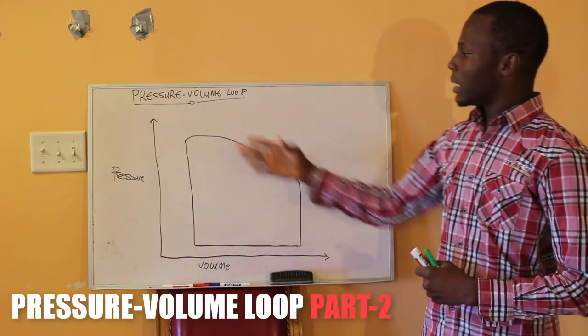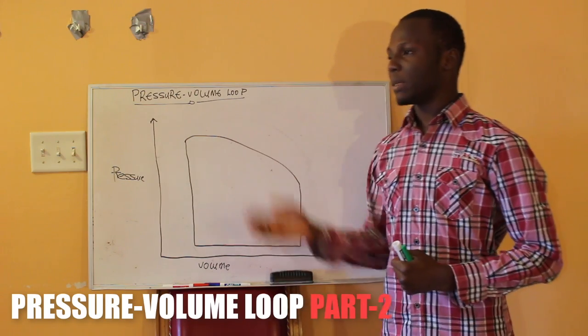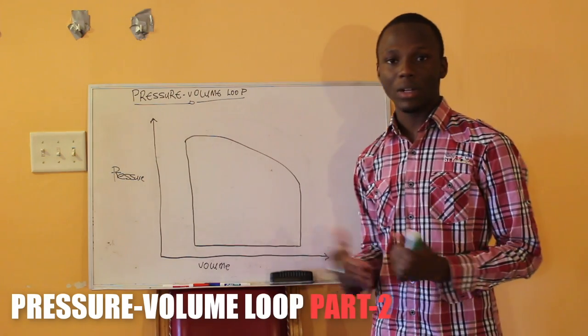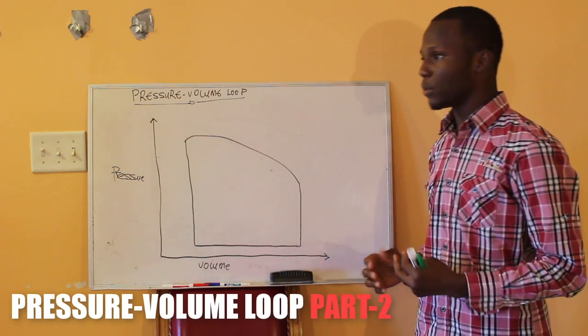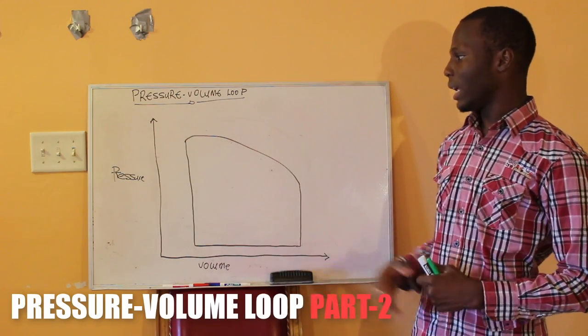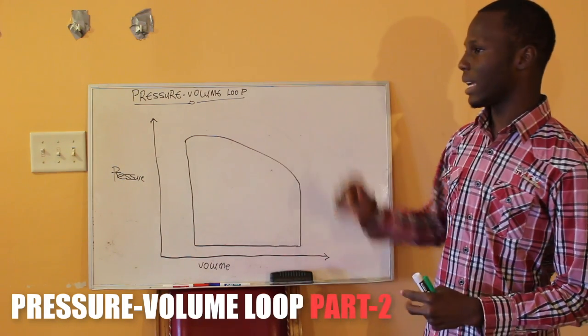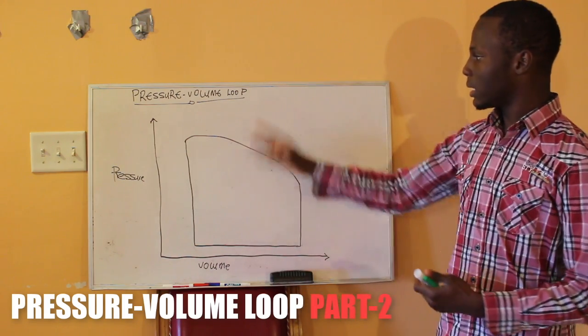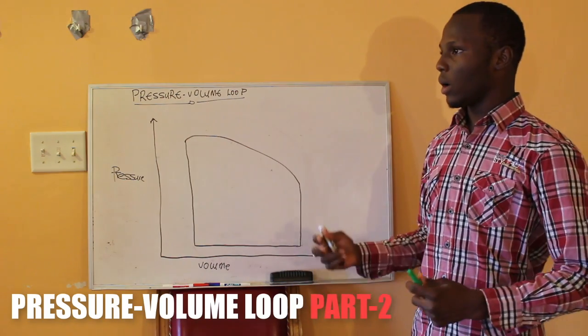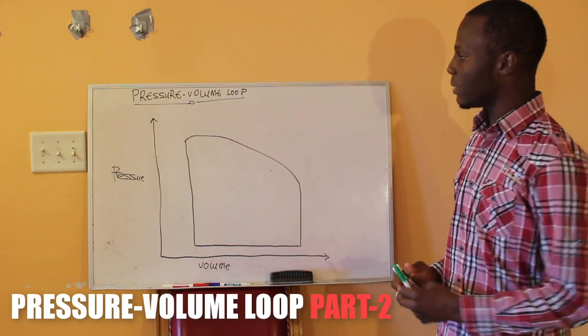So let's start. This is a pressure volume loop whereby the pressure is plotted on the y-axis and the volume is plotted on the x-axis, right? It's a very important graph to draw. Just draw it, this is the way you draw it. And now let's explain what each line means.